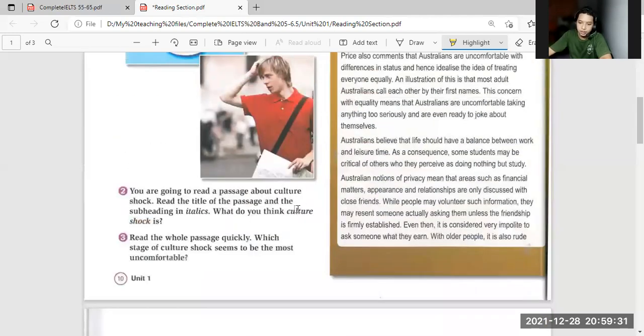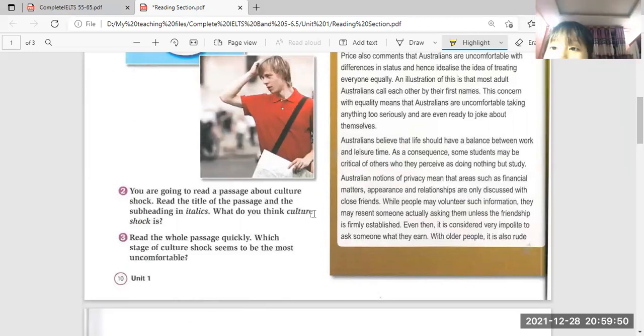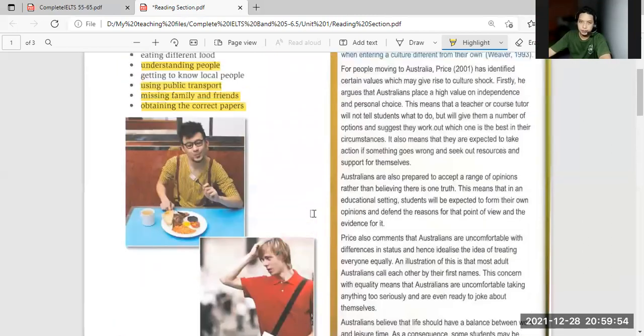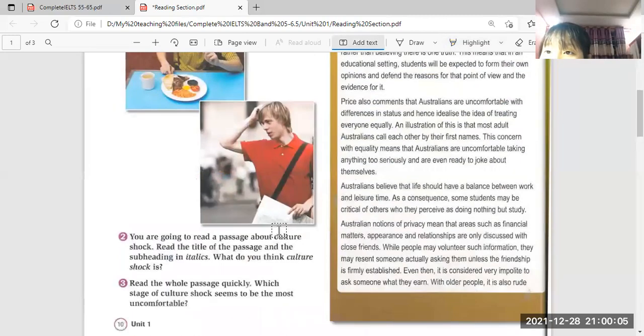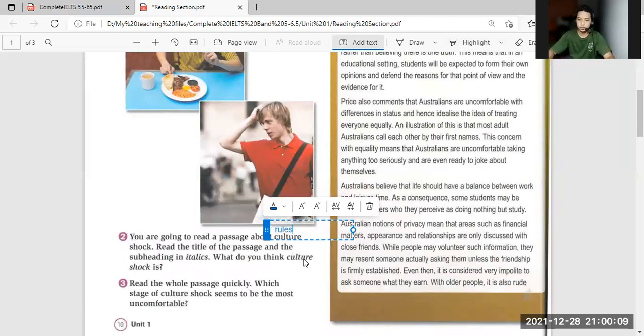Now, what do you think culture shock is? Can you tell me? Do you know the meaning of culture? No. Okay, culture is like the rules. Do you know rules? Yes. Okay, it's like the rules. For example, in your family, culture is, for example, you cannot eat with your left hand. So that is the culture. You are not allowed to eat with your left hand. So that is one of the cultures.